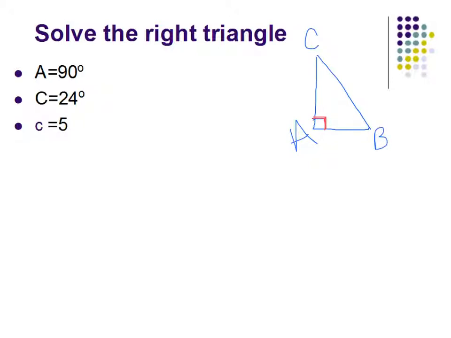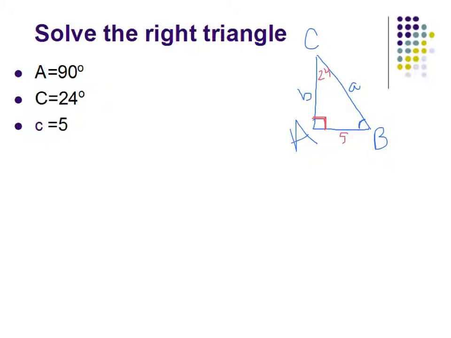And I know what C is. Angle C is 24 degrees. And the side C, which is opposite of that, is 5 units. And so then what I'm missing is little a over here and little b right there. And angle B.